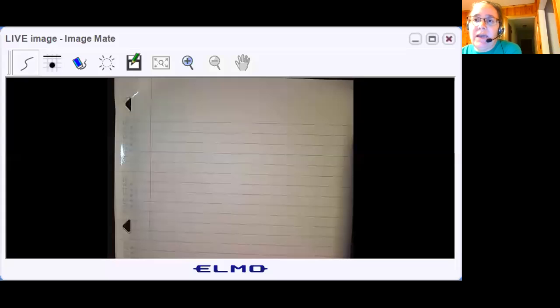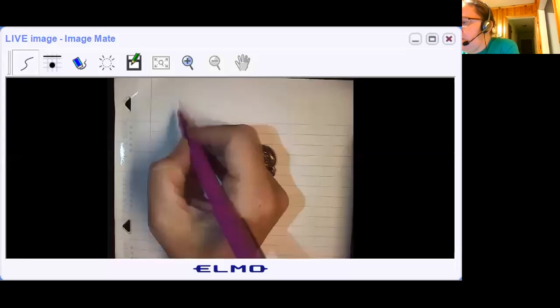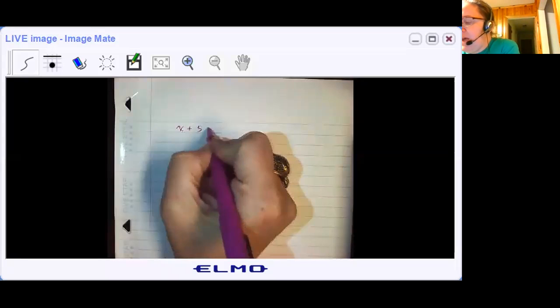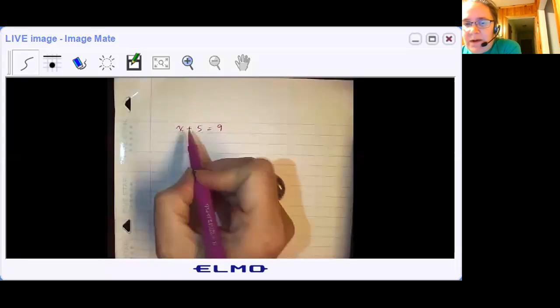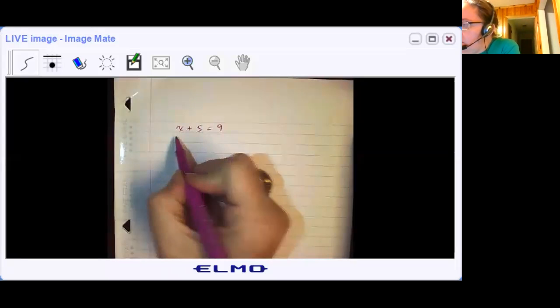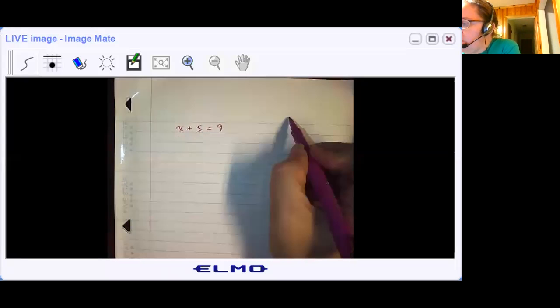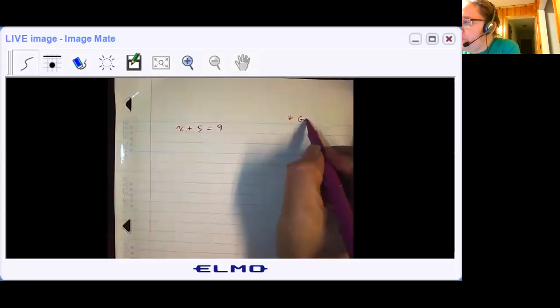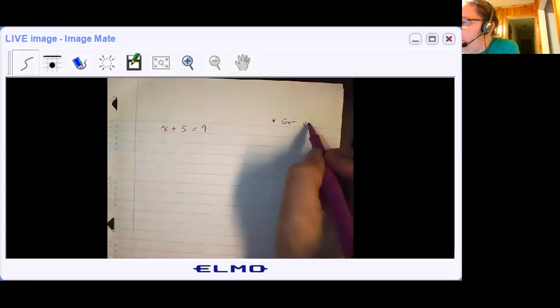Okay. So the main idea with solving an equation is to get your variable, whatever it is, by itself on one side of the equal sign and everything else on the other side. Now we're talking about equations with one variable. That's our primary goal today. So if I have something like x plus 5 equals 9, I want this x by itself. So the number one thing anytime we're solving an equation is we are trying to get the variable alone.